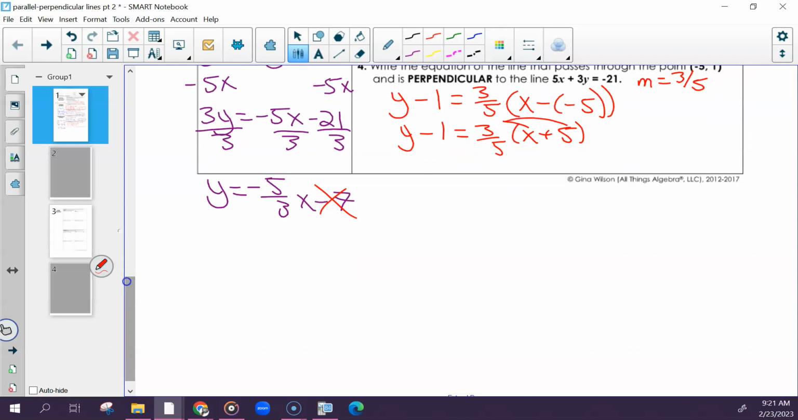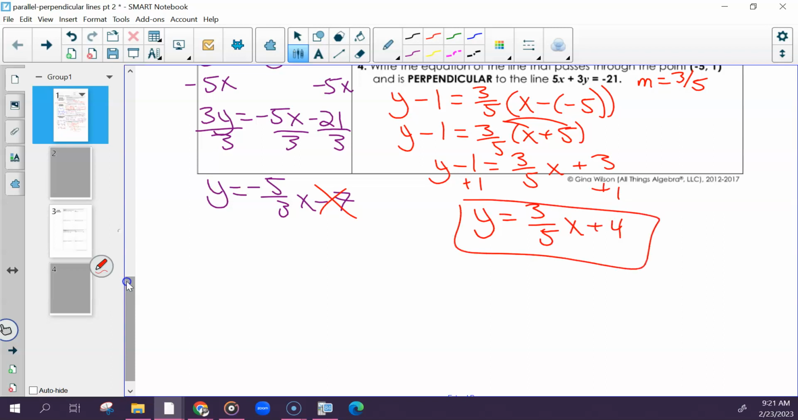Distribute your 3/5. So we have y minus 1 equals 3 over 5 x. What is 3/5 times 5? Otis, you can answer this one. 3. Positive 3. Add 1 to both sides, and our equation is y equals 3/5 x plus 4. The slopes are flipped from the original and negative, or they are negative reciprocals.